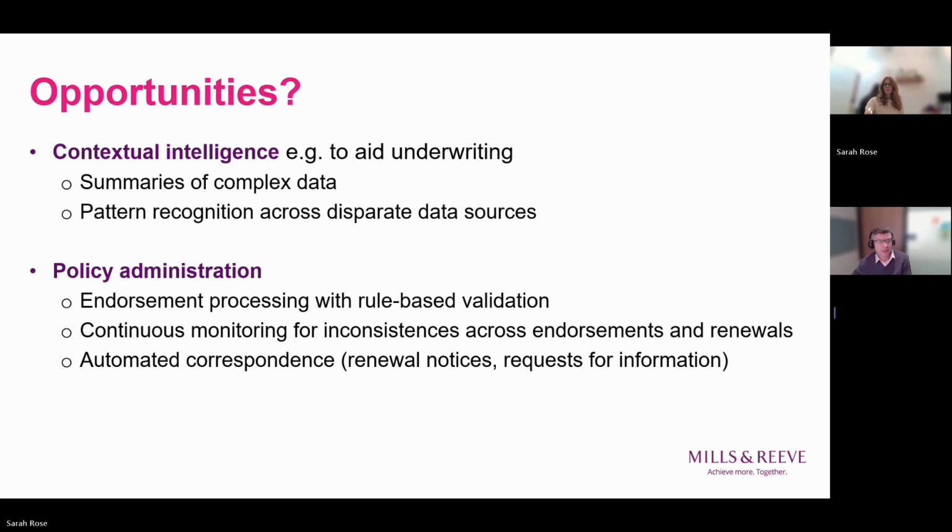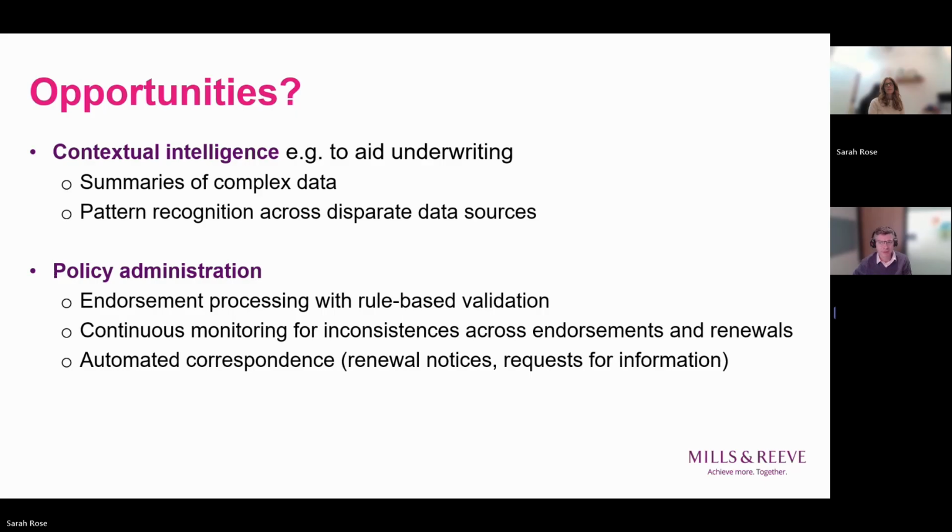I suppose generative AI systems are getting good at giving contextual intelligence. So that could aid underwriting, for example. You could use Gen AI systems to produce summaries of complex data or for pattern recognition across disparate data sources. When it comes to policy administration, you can imagine agentic AI systems helping endorsement processing with rule-based validation and with continuous monitoring for inconsistencies across endorsements and renewals.